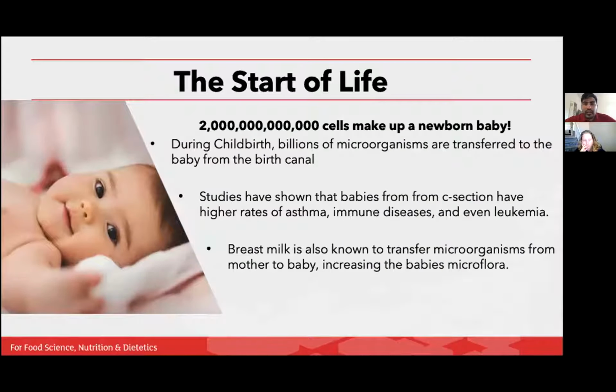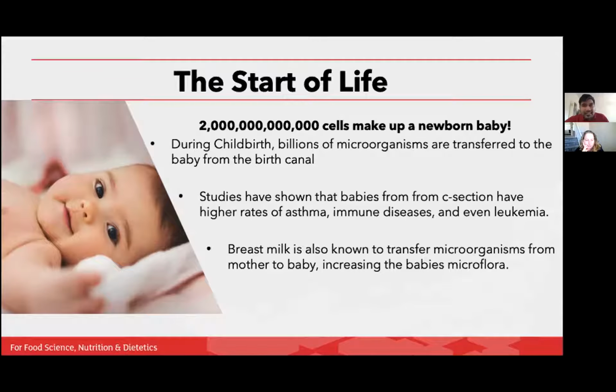So, the start of life. In the womb, healthy babies are sterile and clean from microorganisms. And a fun fact about babies, there are around 2 trillion cells that make up that baby, morphing it into its form and different parts of its body. Now, when we are born and travel out of the womb, billions of additional cells are added to the cell count. However, this cell count did not spontaneously happen like a growth or something. It is due to the presence of microorganisms.